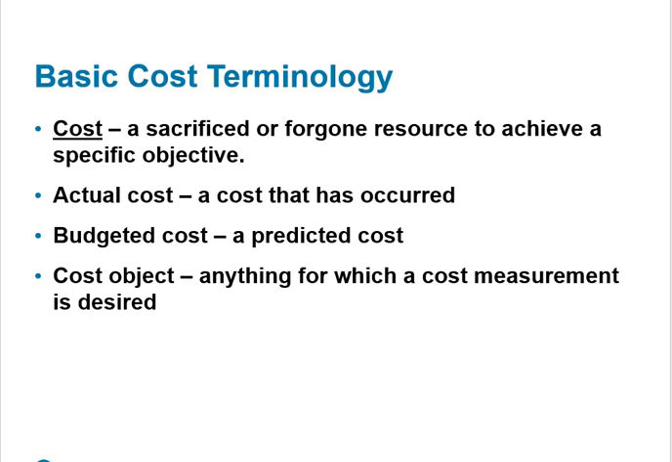So here we've got some basic cost terms and their definitions, and managers use information in two main ways. Okay, when making decisions and when implementing decisions. So they'll use different terms. So you want to think of a cost as a sacrifice or foregone resource to achieve a specific objective. Actual has already occurred. Okay, budgeted is predicted. And then the cost object is whatever we want to measure, which could be a wide variety of things.